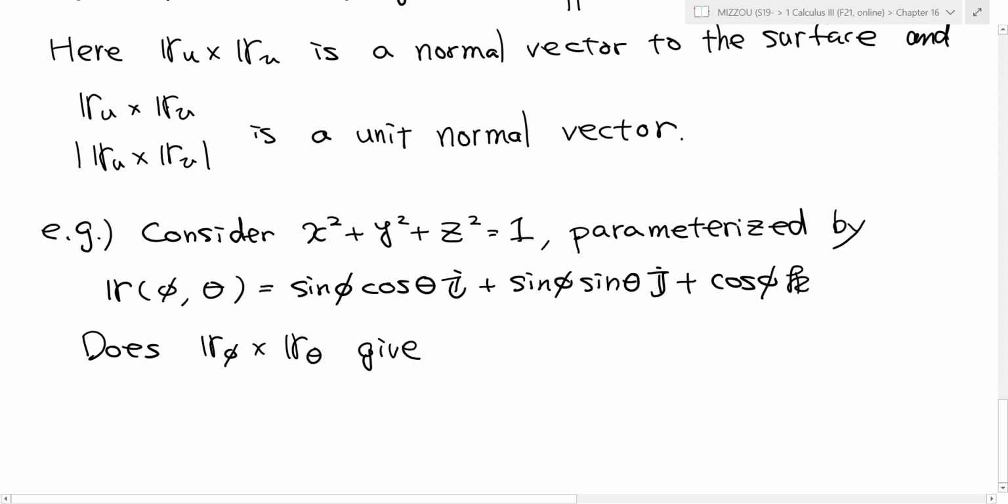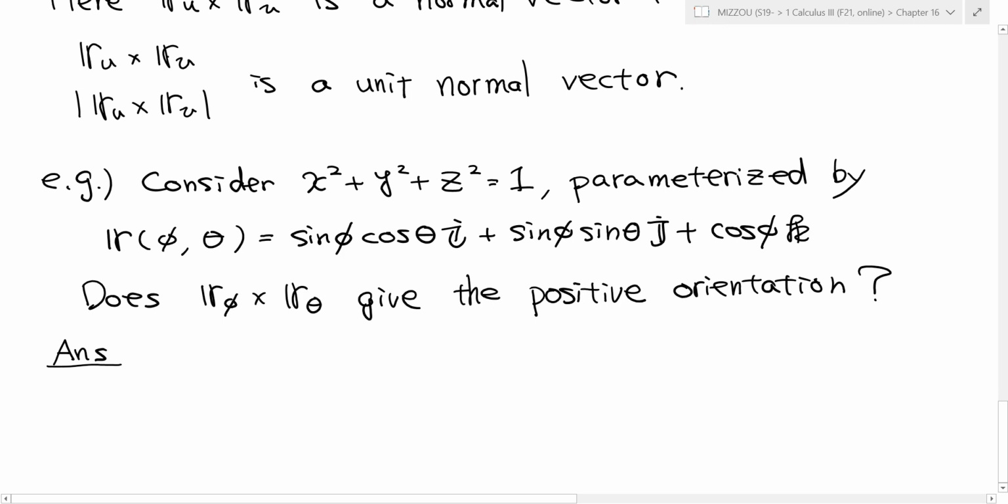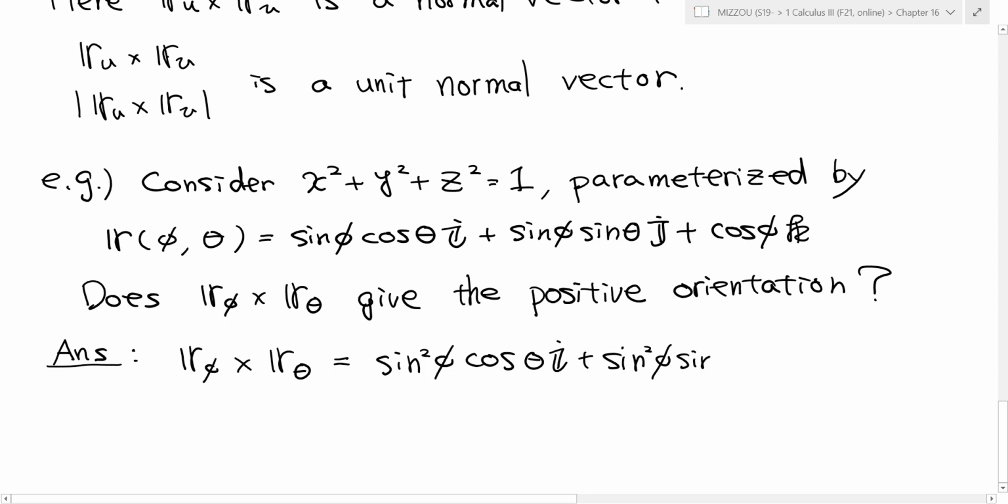Okay, then now the question is, does this give the positive orientation? Meaning outward. Positive means, remember, outward orientation. Well, here's the answer. We already know this cross product is computed as this: sine squared phi cosine theta i plus sine squared phi sine theta j plus sine phi cosine phi k.